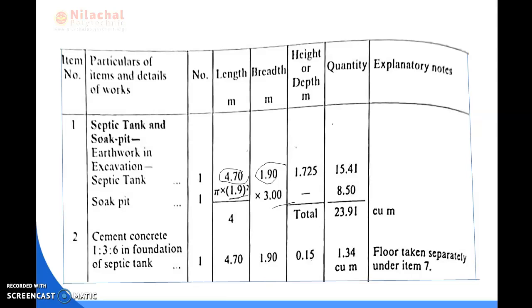So here we know septic tank, one number is provided. Same.